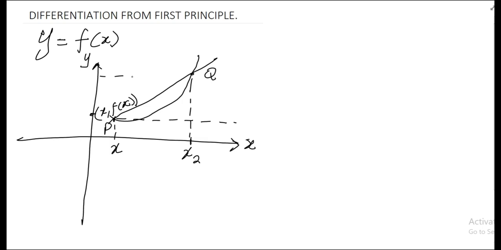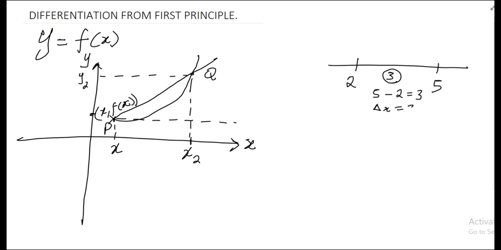Then for the second value of y, as the upper value, we have y2. If you look at the distance from x to x2, there is a change in x. We can explain that using a straight line. For instance, if here is 2, here is 5, the gap between 2 and 5 is 3. You get that by doing 5 minus 2, which gives us 3. So this 3 is known as the change along that axis.